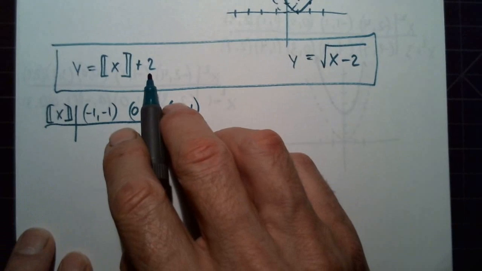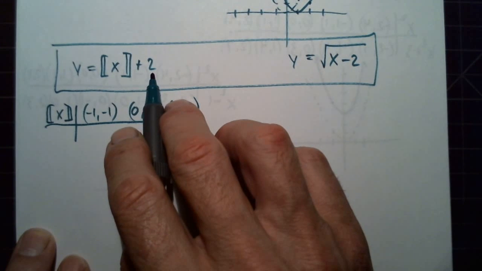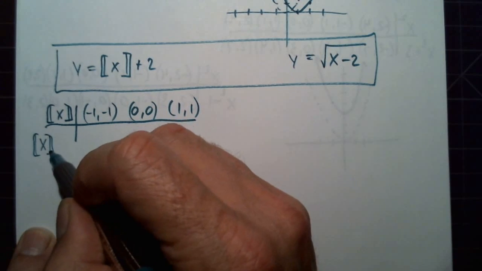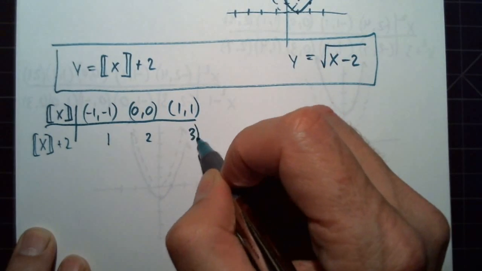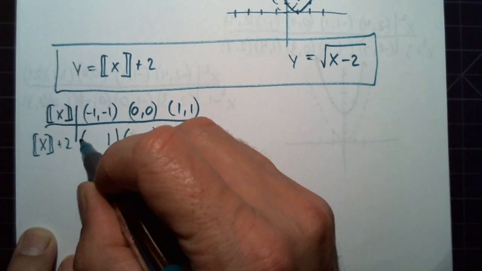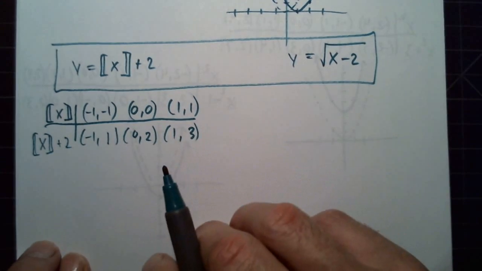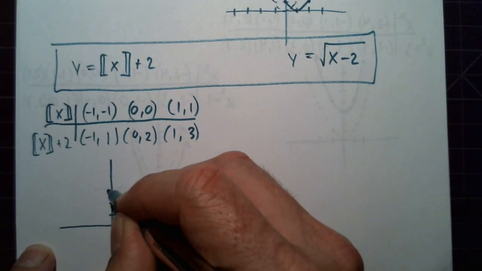And we see 2 is outside. It's not inside with the x. That must be a y value change, a vertical change. So we're going to just add 2 to all the y values. And those are the new points in the transformation.